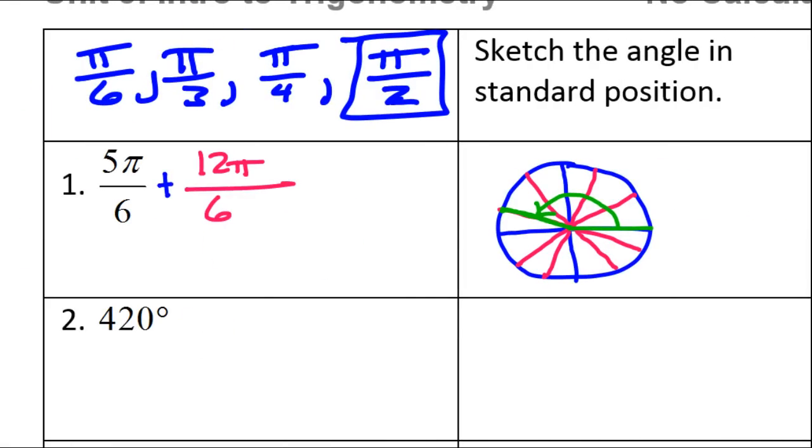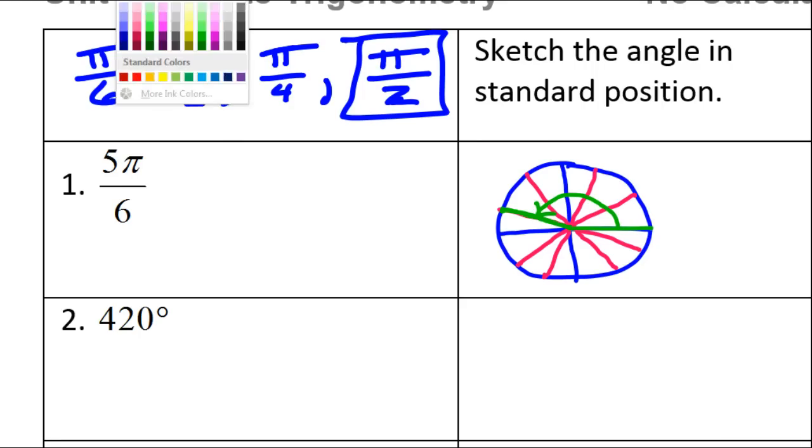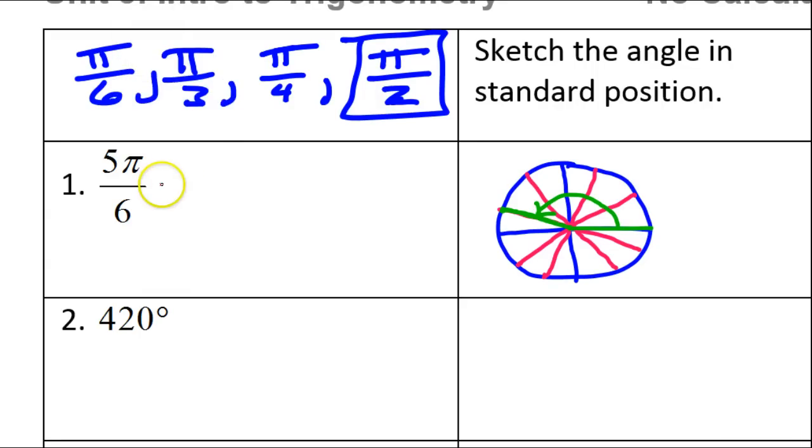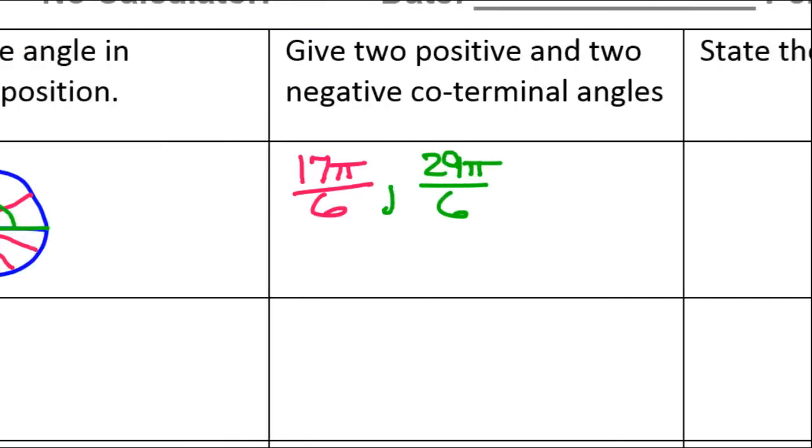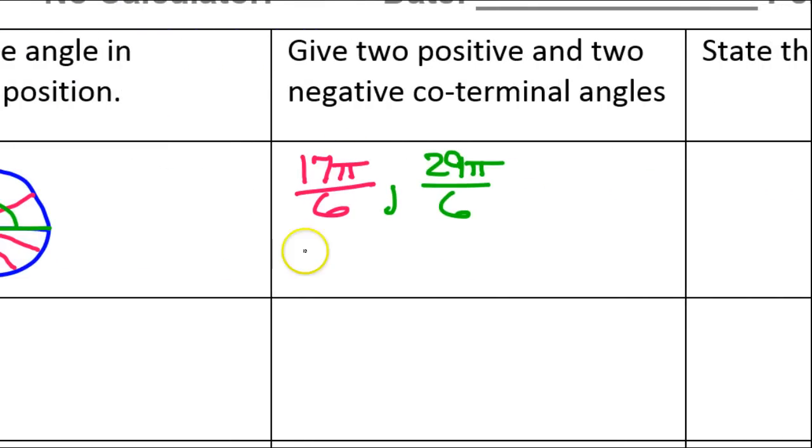If I want some negative coterminal angles, then I'm going to subtract 2 pi and see what happens. By now you've picked up on the fact that 2 pi is the same thing as 12 pi over 6, so I'll just go straight to that. 5 minus 12 is negative 7, so this is negative 7 pi over 6. That is a negative coterminal angle. I'm going to copy that down. Negative 7 pi over 6 is my first negative coterminal angle.